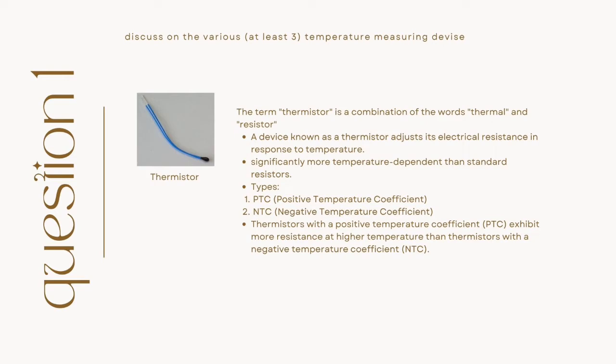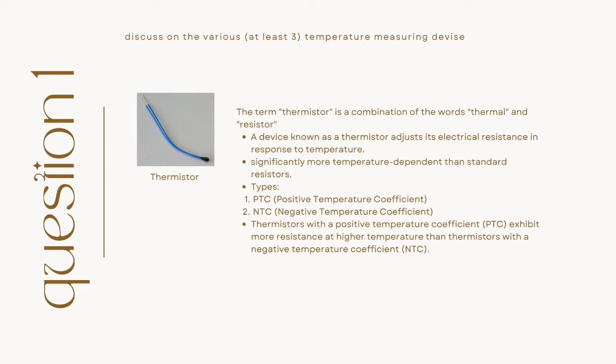Second device, thermistor. The term thermistor is a combination of the words thermal and resistor. A thermistor adjusts its electrical resistance in response to temperature. It is significantly more temperature dependent than a standard resistor. There are 2 types of thermistor: 1. PTC, positive temperature coefficient. 2. NTC, negative temperature coefficient.